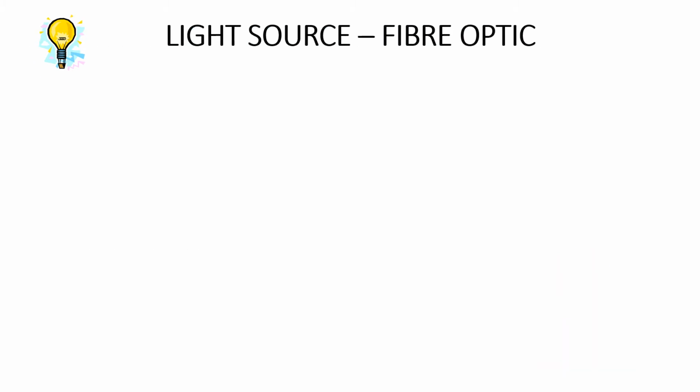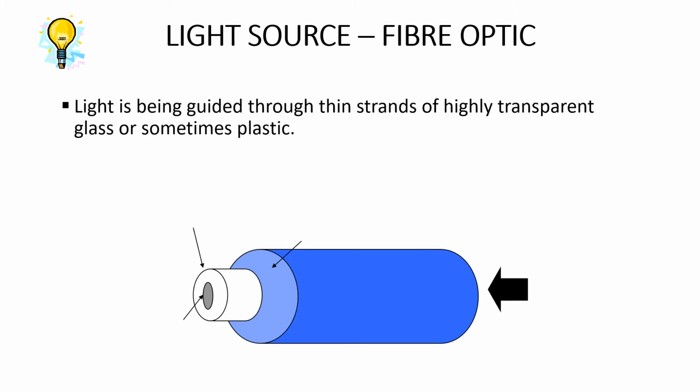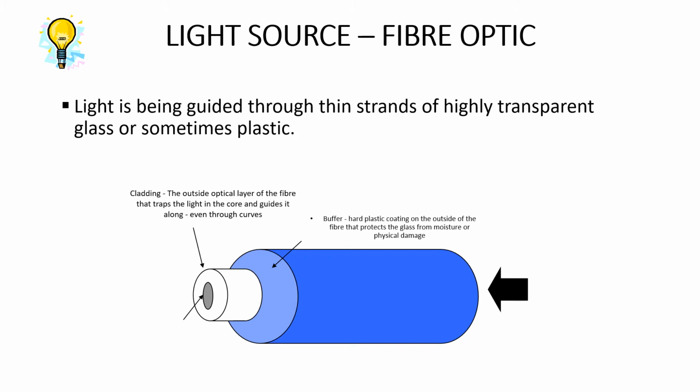The next type of light source is fiber optic. Fiber optic light is created when a light source is guided through thin strands of highly transparent glass or sometimes plastic. Let us look at this picture. The first, which is known as cladding, is the outside optical layer of the fiber that traps the light in the core and guides it along even through curves.